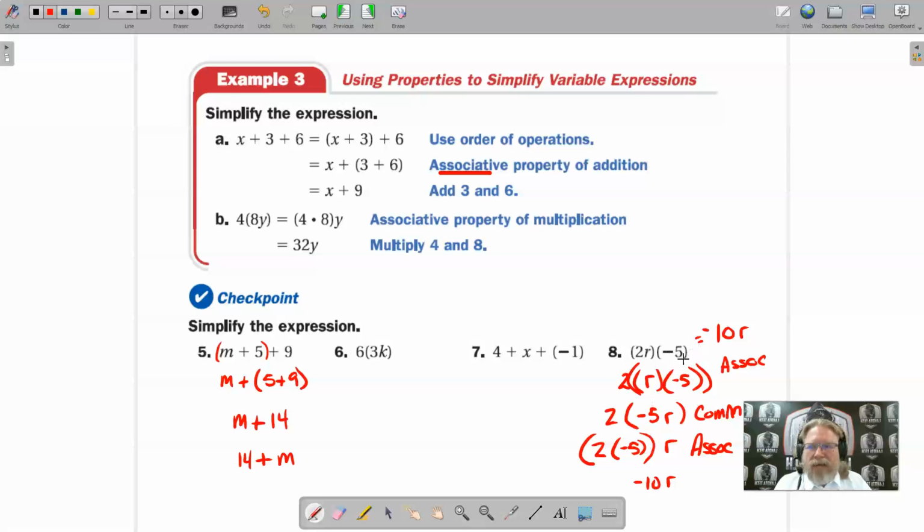Now you wouldn't have to do all that. You'd realize, oh, negative 5 times 2 is negative 10, and I still have the variable of r that needs to be multiplied.